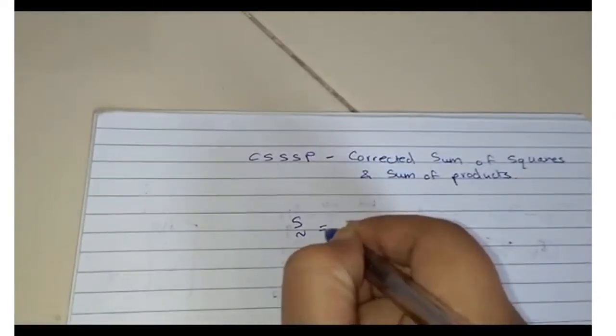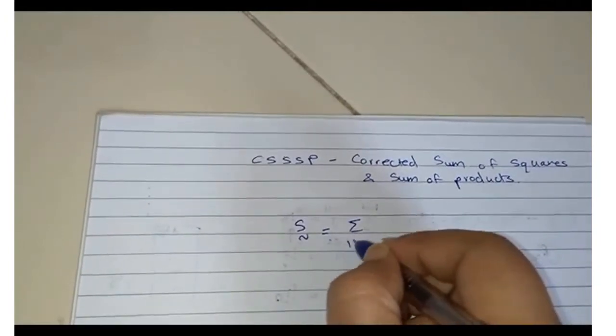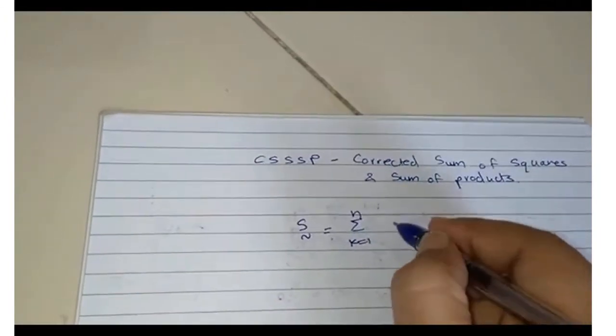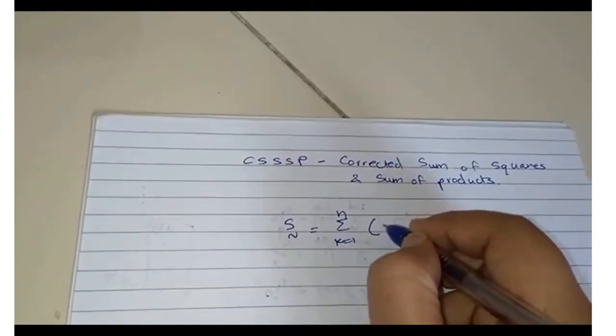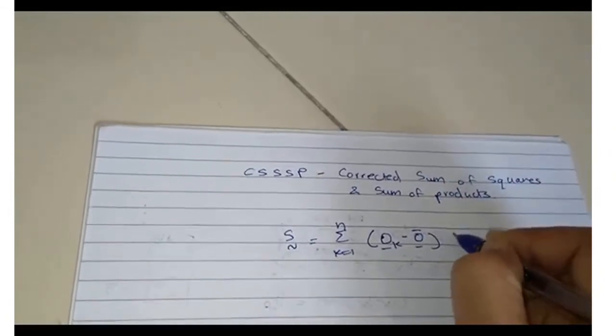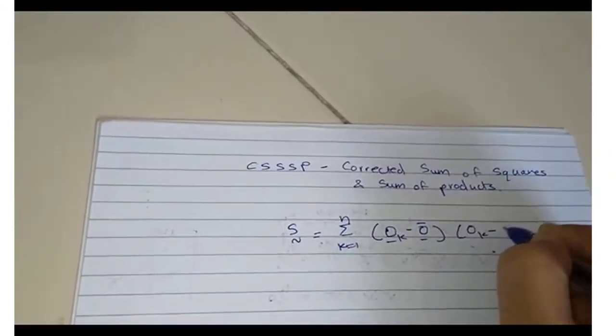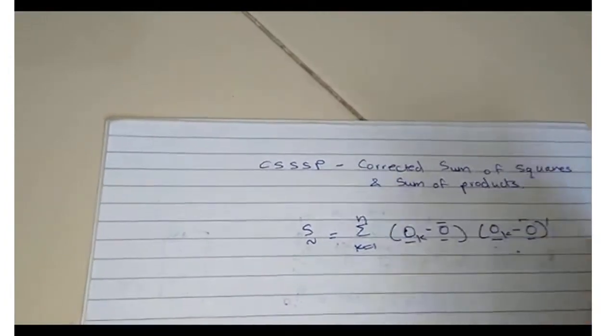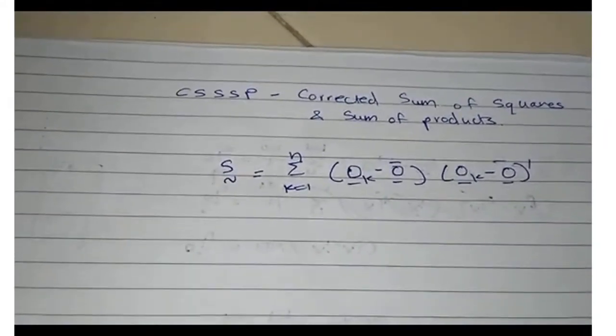Okay, so what do I mean by this? If we define matrix S as the sum over k going from 1 to n of (Ok minus O bar) into (Ok minus O bar) prime. Okay, we are defining a matrix S as the sum over k going from 1 to n of (Ok minus O bar)(Ok minus O bar) prime.